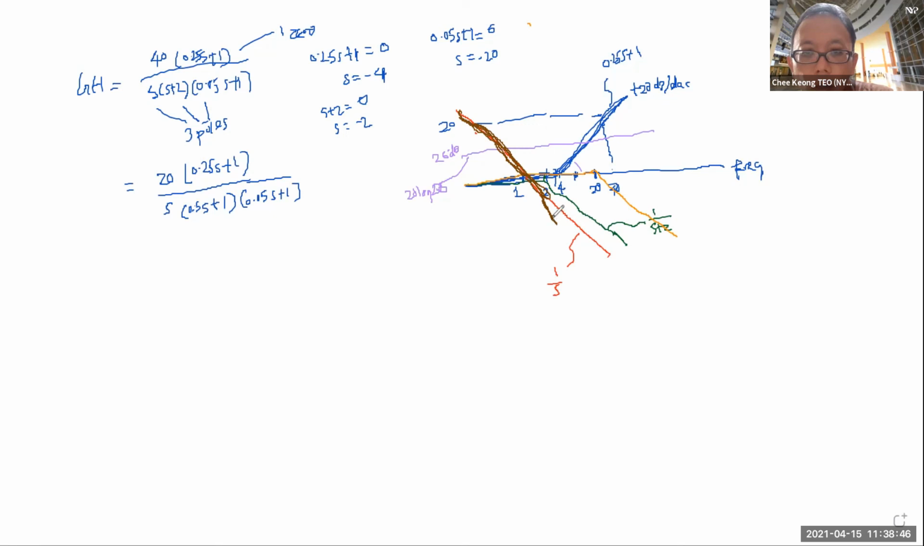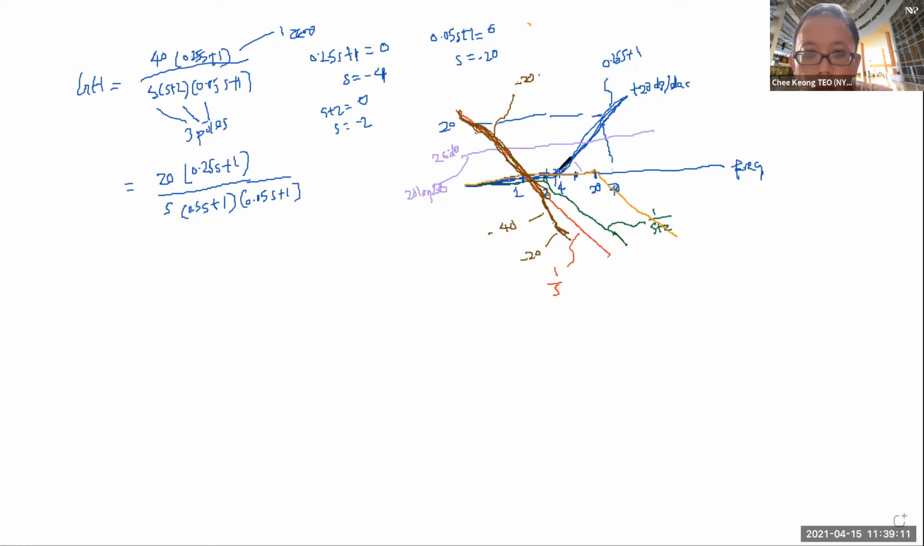So you go all the way up here, it goes back to minus 20 dB per decade because this one is 1 minus 1 plus 1 minus 1, leaving 1. So it becomes minus 20 dB per decade. Here at this point it is minus 40, and here it goes back to minus 20.